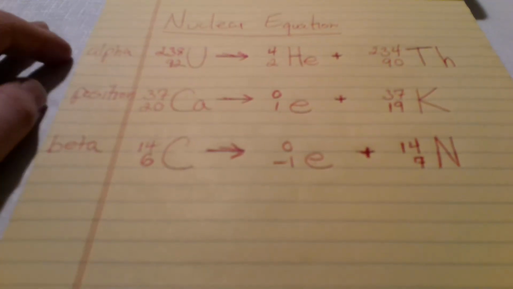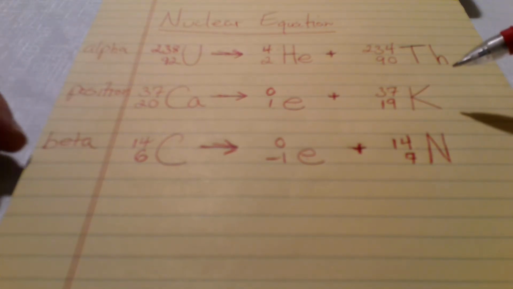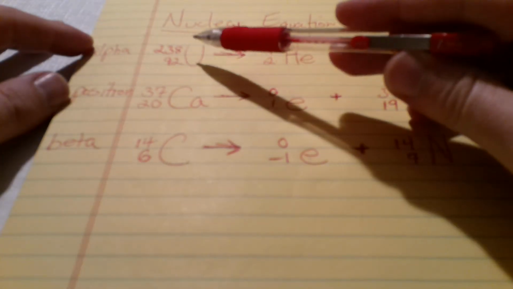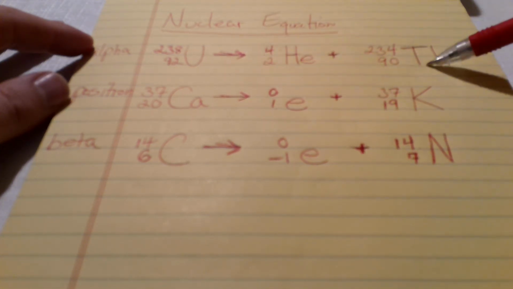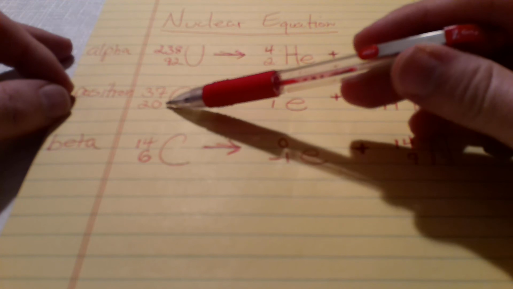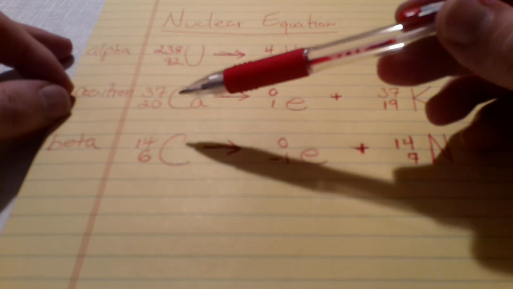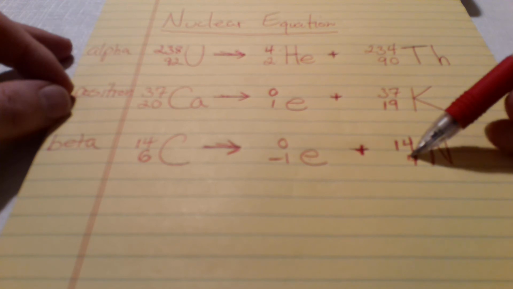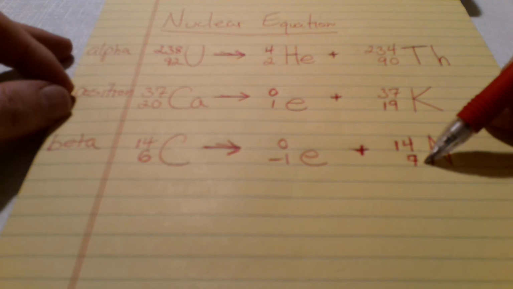And there you go. These are the different types of nuclear equations using three examples: alpha, positron, and beta. Again, with alpha and positron, your particle gets smaller. So uranium is bigger than thorium. It weighs more, and it's got a bigger charge. Positron, the mass stays the same, but the charge of the nucleus drops. We went from 20 to 19. Only with beta decay, the mass doesn't change, but the charge increases in the nucleus. So carbon goes up to number 7, nitrogen.